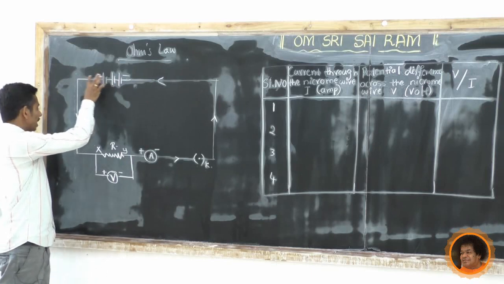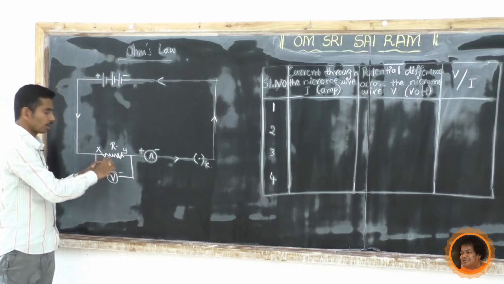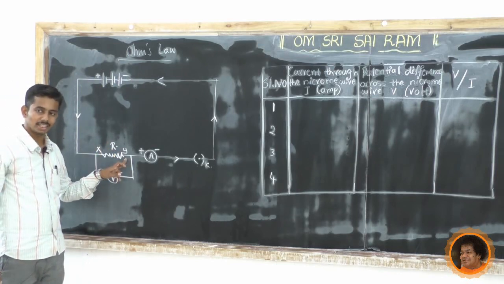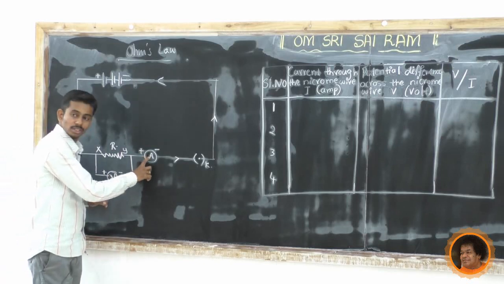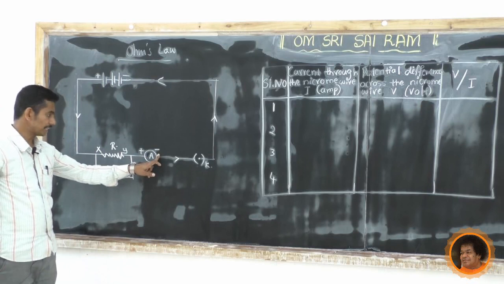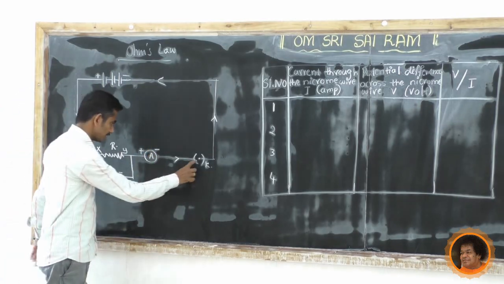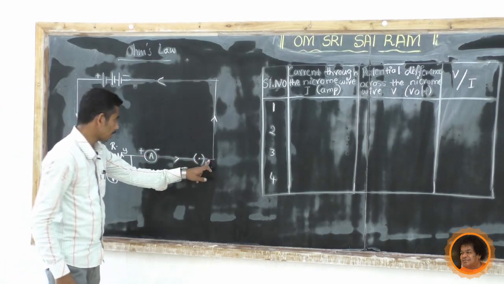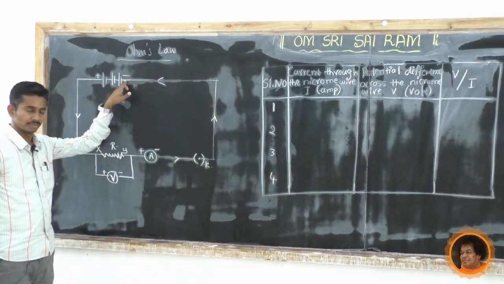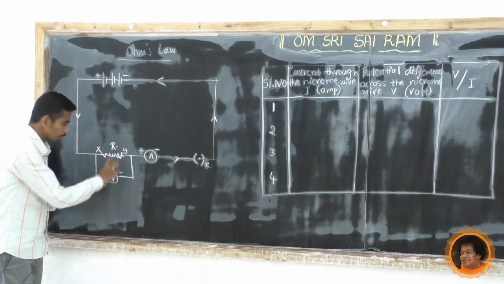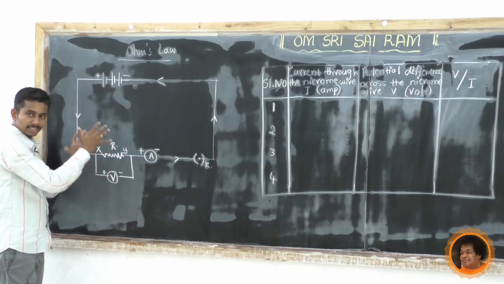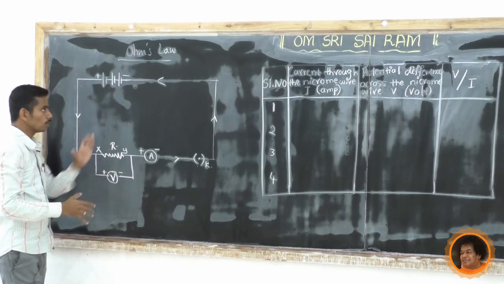Positive terminal of a battery is connected to one terminal, the X terminal, of the resistor. Then another terminal, the Y terminal, is connected to the positive terminal of an ammeter. Then the negative terminal of the ammeter is connected to a key. Another terminal of the key is connected to the negative terminal of the battery. Then there is a parallel connection between the resistor and the voltmeter. This is the setup. This is the circuit for studying Ohm's law.